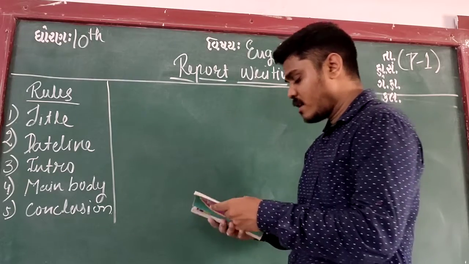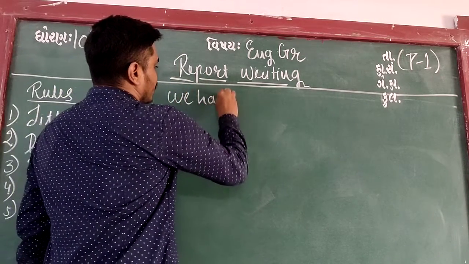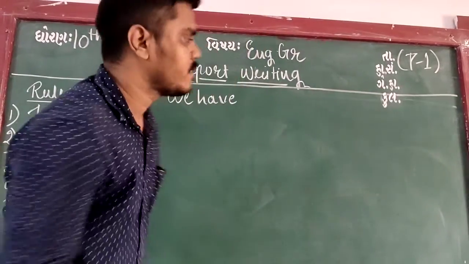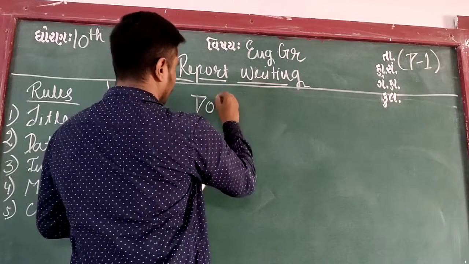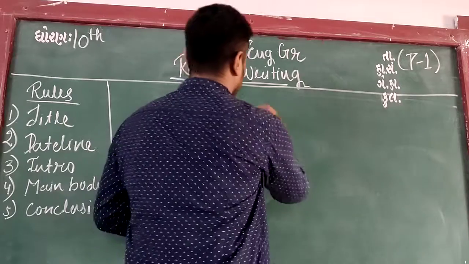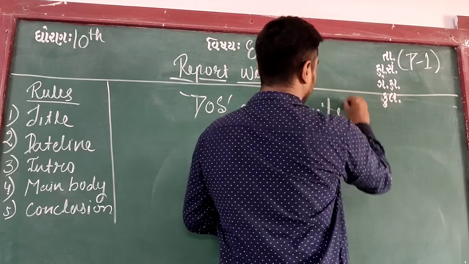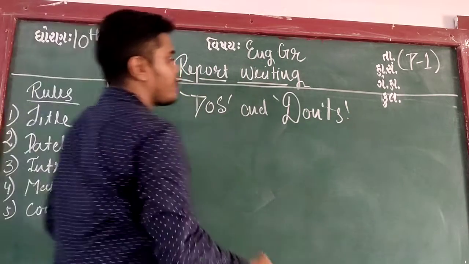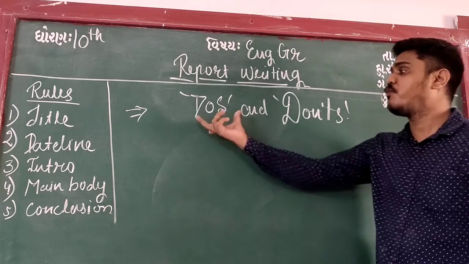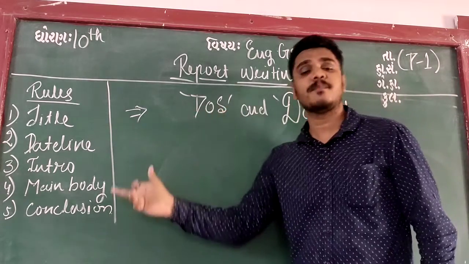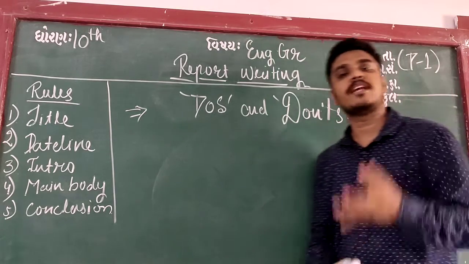Okay, now we have some do's and don'ts for report writing. It is also one of the important things that you have to understand while writing a report. First, what are the do's and what are the don'ts? What you will write in the report and what you are not allowed to write in the report. Otherwise, you will not get good marks, or otherwise people won't get attached to this report.